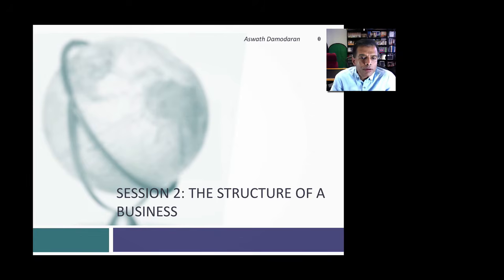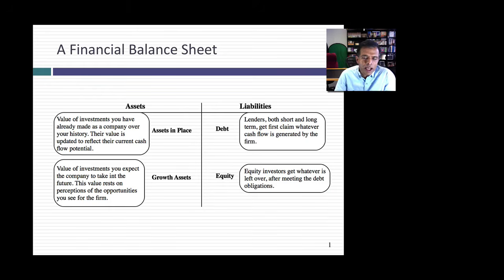This is session 2 of the Foundations of Finance module. In this session, I'd like to talk about the way we think about a business in finance and lay the foundations for what I call the corporate life cycle, a concept I'm going to come back to over and over again in the course of both my corporate finance and my valuation classes. So let's think about a balance sheet.